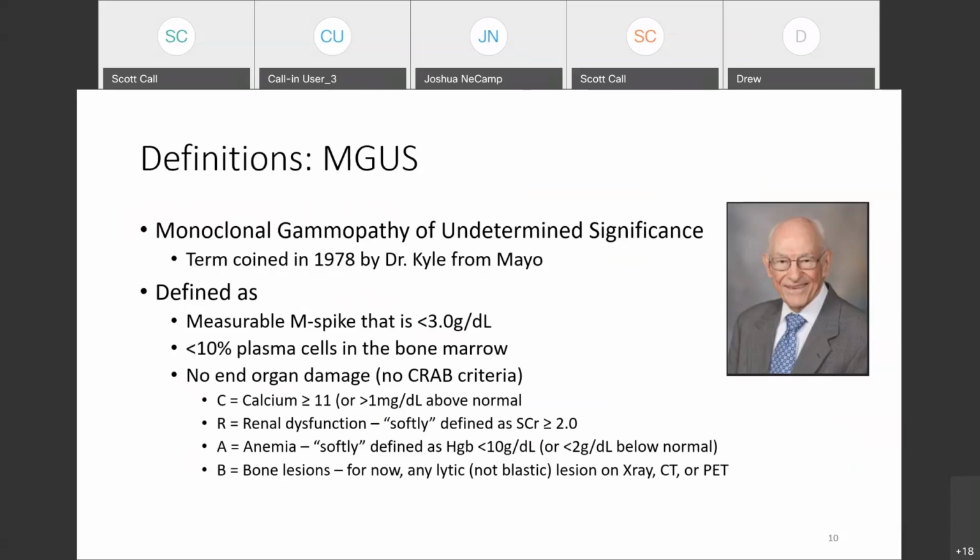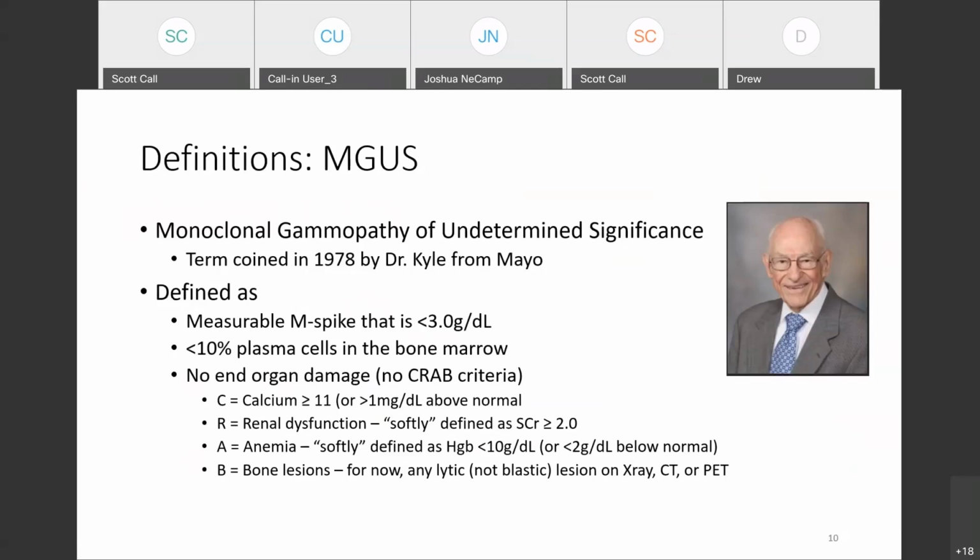And when we're talking about organ damage in multiple myeloma, we often will discuss the CRAB criteria. So CRAB is an acronym. You can see what each of the things stand for. C is for hypercalcemia, R is for renal dysfunction, A is for anemia, and then B is for having bone lesions that specifically are lytic bone lesions, not blastic bone lesions. So things like prostate cancer will tend to cause more blastic bone lesions, but multiple myeloma, hypothetically at least, should only cause a lytic bone lesion.